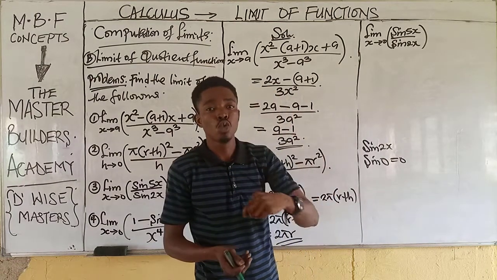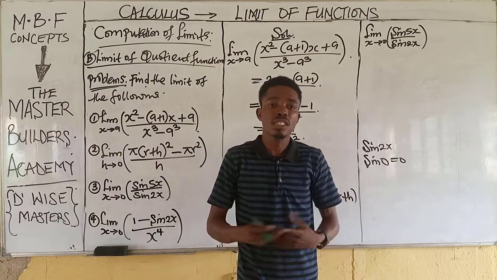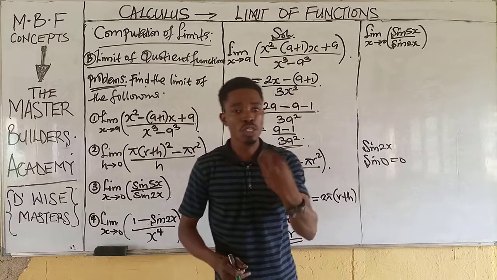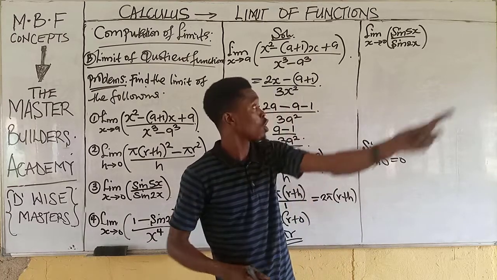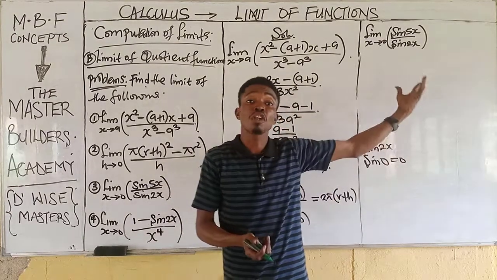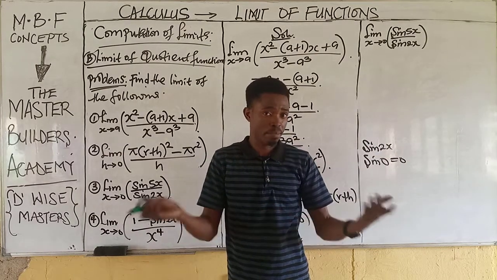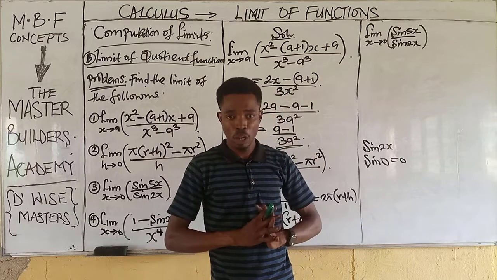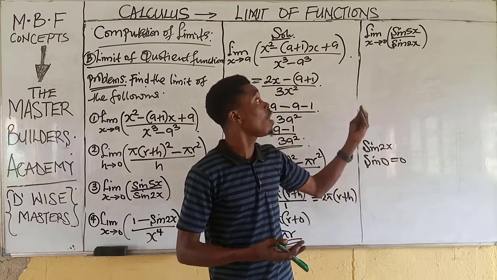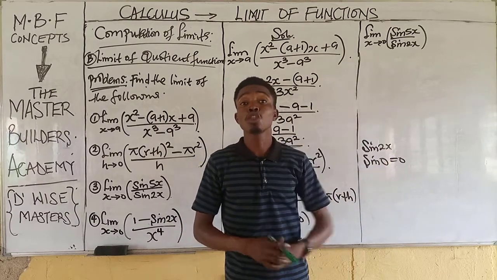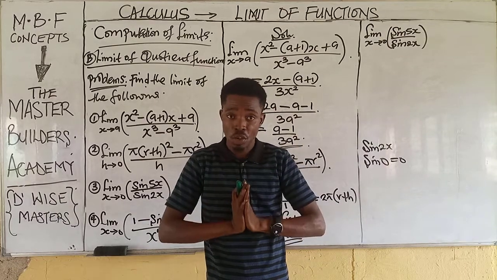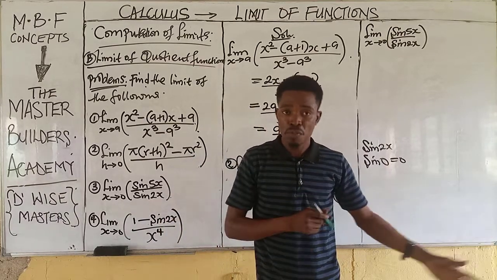Now, what must we do to make this function a defined function? We need to use L'Hospital's rule or factorization. Of course, we cannot factorize this trigonometric function. We can only use L'Hospital or any other method. Now, let's use L'Hospital. How do we use L'Hospital here? All I need to do is to differentiate the function at the numerator and equally differentiate the function at the denominator.